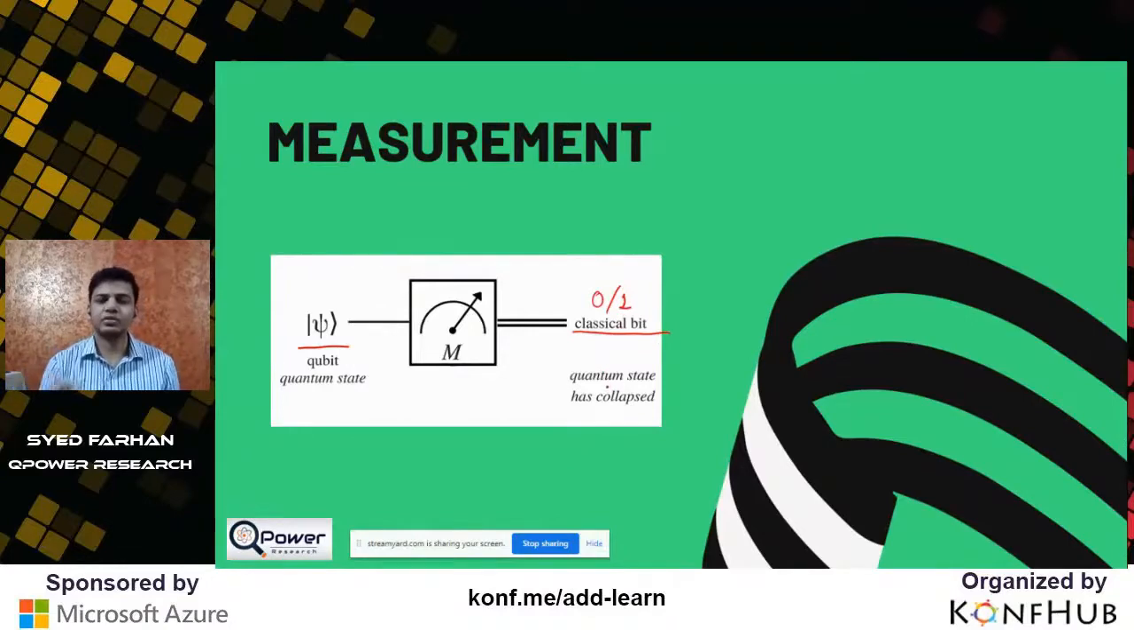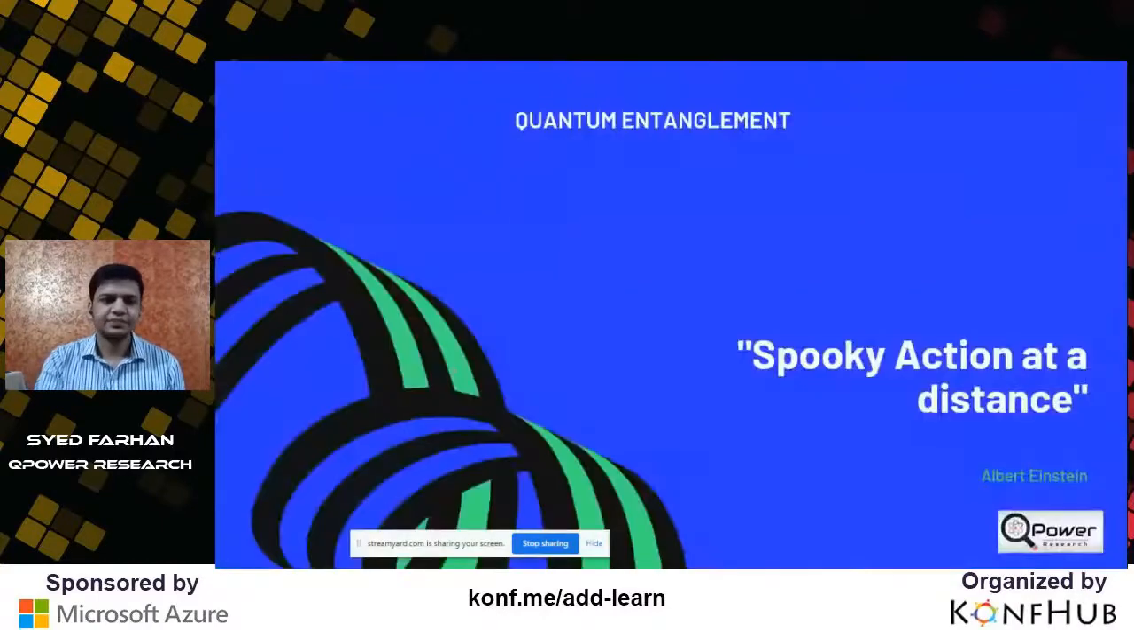If you are to somehow interact the classical system with the quantum system, you will have to measure the state of the quantum system, then do some processing in the classical state, and then give back the state again to the quantum system. So that's how it's done. So the quantum state collapses the moment you measure it.